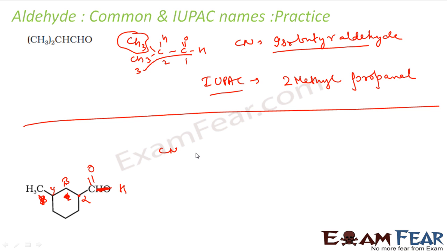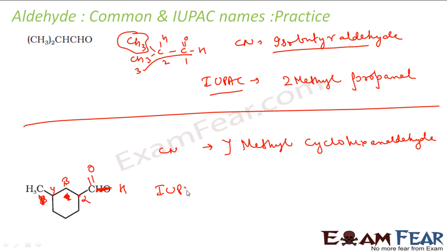So the common name for this will be: at gamma I have a methyl group, so this is gamma-methylcyclohexanaldehyde. This is my common name because this is derived from cyclohexanoic acid. Let's write the IUPAC name, which is better because we have more rules.